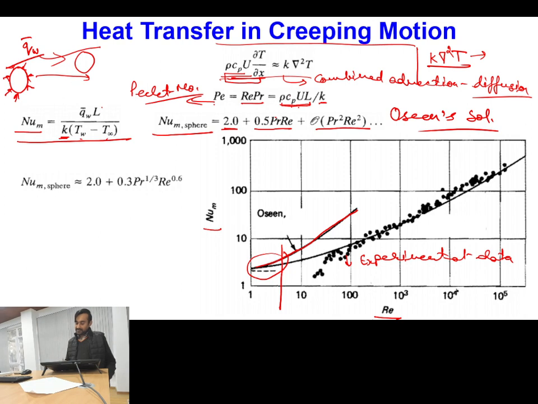One important point is, if you just do a curve fit of this data, then you can approximate the Nusselt number for the entire range of Reynolds number as 2 plus 0.3 Prandtl number to the 1/3 times Reynolds number to the 0.6. Majority of your convective heat transfer solutions for external flow situations can be given in terms of Prandtl and Reynolds numbers, and majority of the time for external flow you will find Prandtl to the 1/3 and Reynolds to the 2/3.